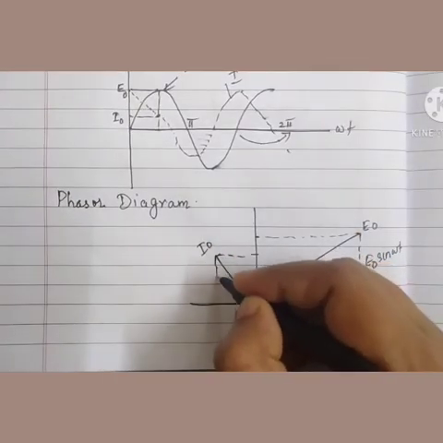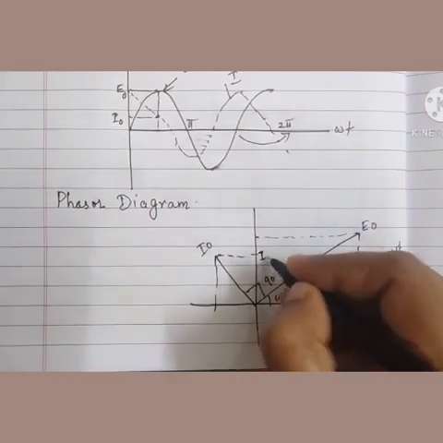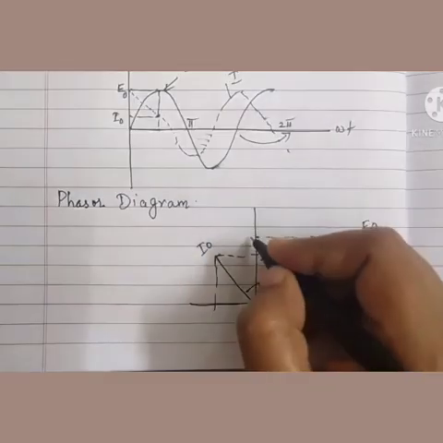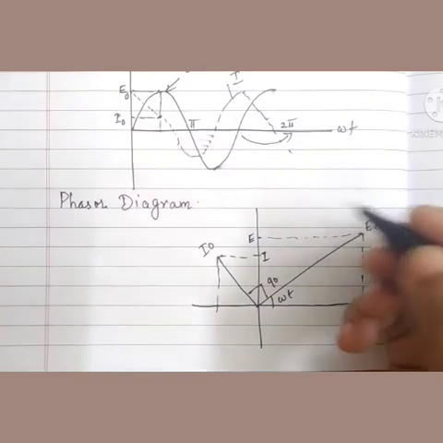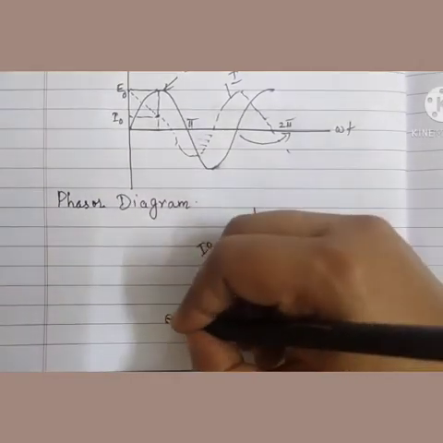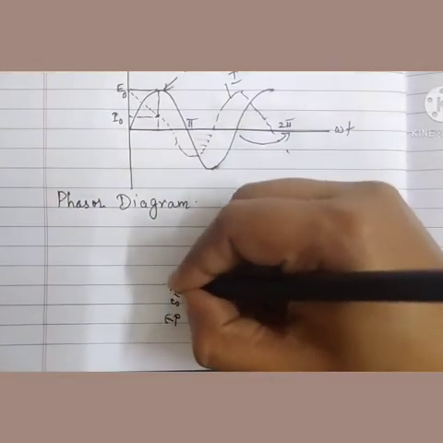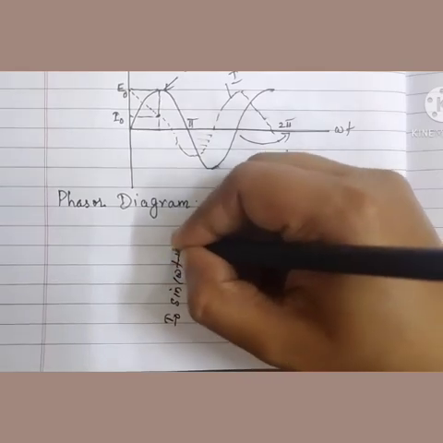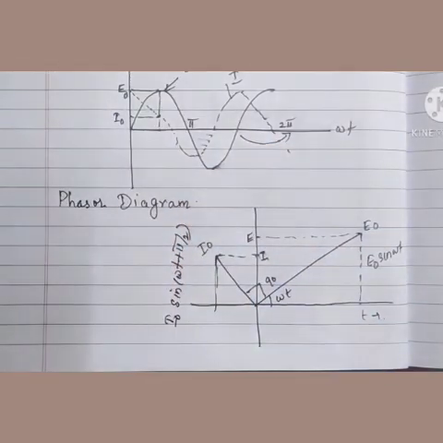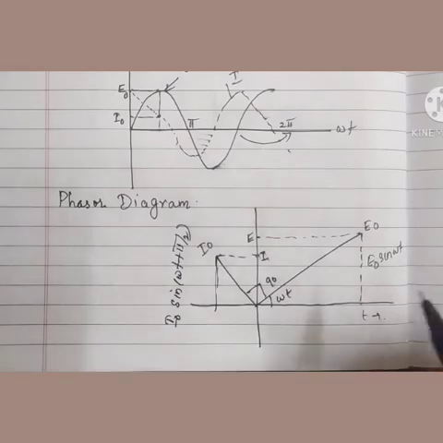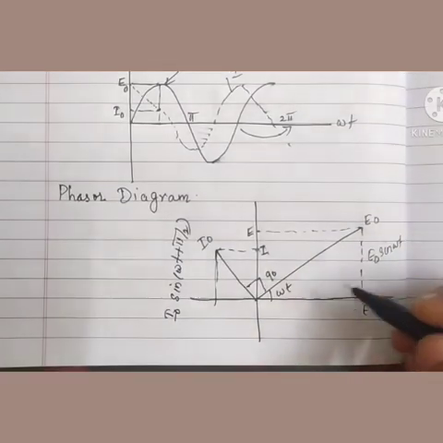And this will give you the instantaneous value I. Okay, here it is E. And this difference is actually I0 sin omega t plus pi by 2. Clear? So this is a phasor diagram for purely capacitive circuit.